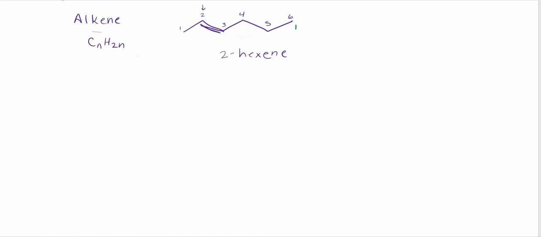Now, if you have more than one double bond, let's put another one here. Then we have what is called a diene. So we take that ane ending and we add diene instead. Now you do need to give an address for each of those pi bonds. So this would be 2,4-hexadiene. Now we also have what are called alkynes.